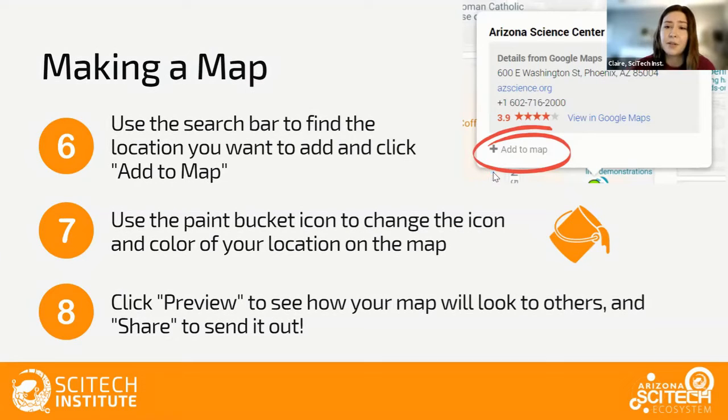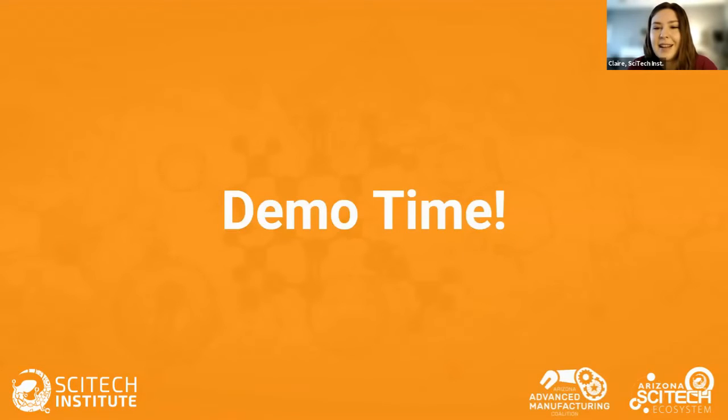Or if you don't know a specific place that you want to add, you can search high schools, or you can search museums or libraries. And just like you would on Google Maps, it'll pop up with a couple options and you can look through them and then see what you want to add. You can change icons and colors using the little paint bucket icon. You can preview it to see how it'll look, and then you can click share to send it out.